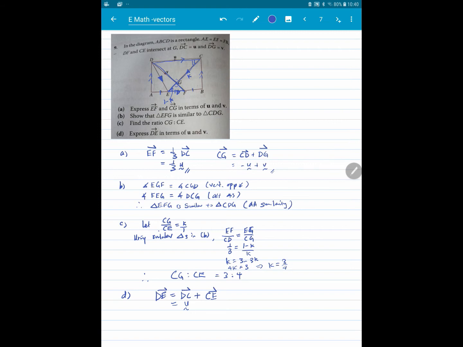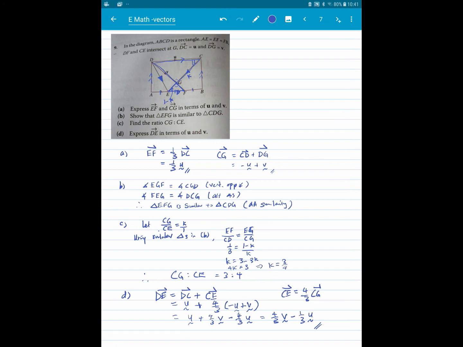How about CE? From the previous example in part C, I can say that CE is actually 4/3 of CG, from the previous part where we found the ratio of the sizes. So I can express CE as 4/3 of CG, and CG we have already found from part A is equal to minus U plus V. And therefore in this case we can open up the brackets and simplify this vector: 4/3 times vector V minus 1/3 vector U. And there you have it, part D, where I've expressed DE in terms of U and V.